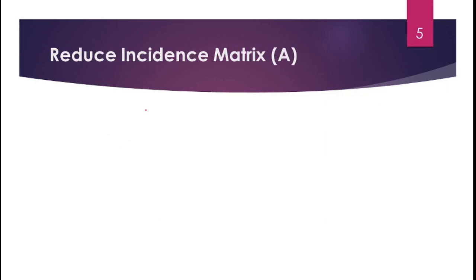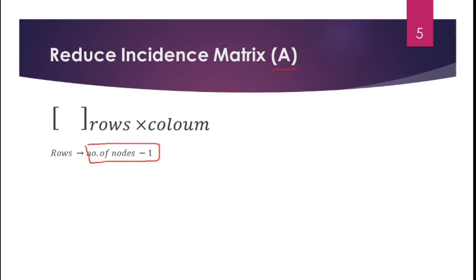Second, the reduced incidence matrix, which is generated by A. Again, it is nothing but rows versus columns. Look here, rows are number of nodes minus 1. That means in a complete incidence matrix, if we have 4 nodes, there are 4 rows. But in a reduced incidence matrix, we have 1 less. So if we have 4 nodes, the number of rows is 3. So always 1 row less than the complete incidence matrix. This is the basic difference.